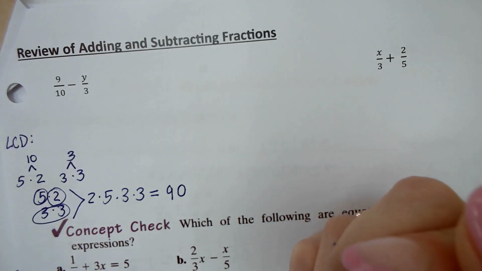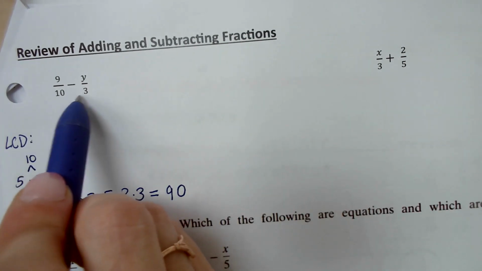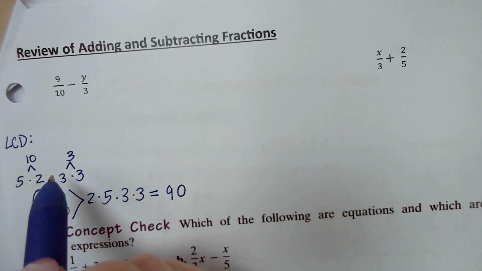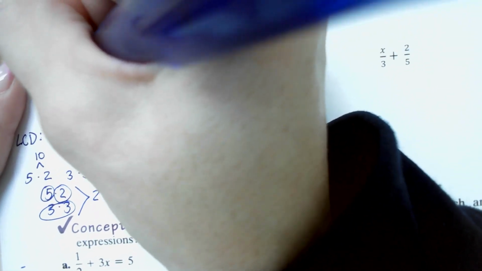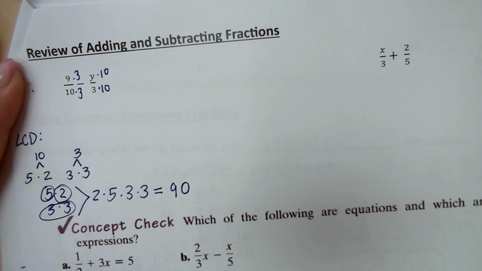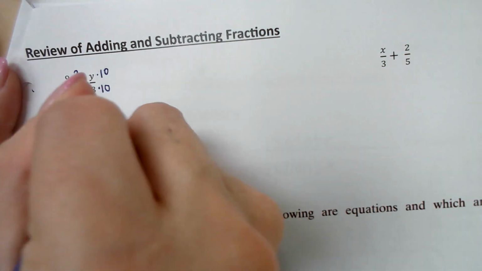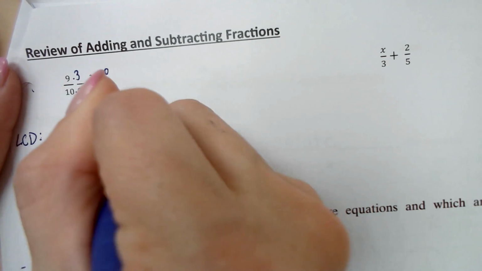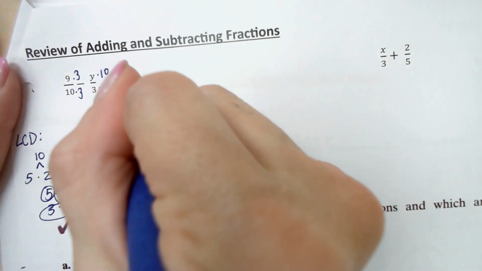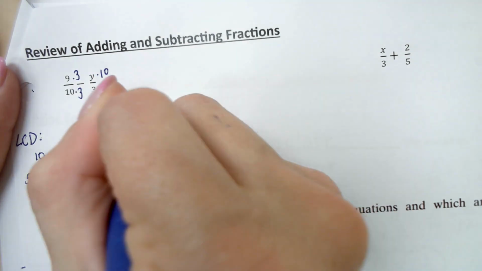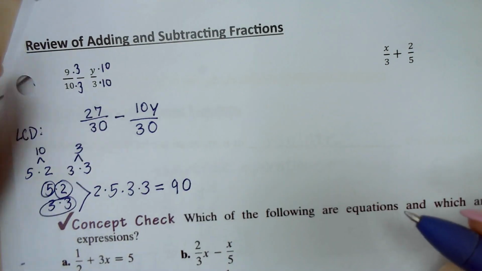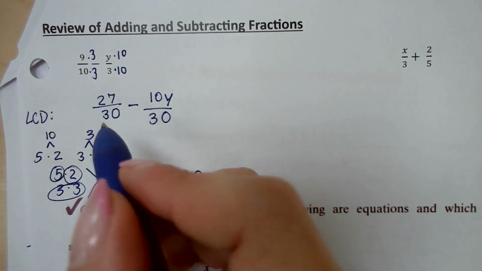But that doesn't seem right, because I know they have an LCD of 30. They can both go into 30. So I'm just going to multiply this one by 10 and this one by 3. And I get 27 over 30 minus 10y over 30. Now I realize where we made our mistake.